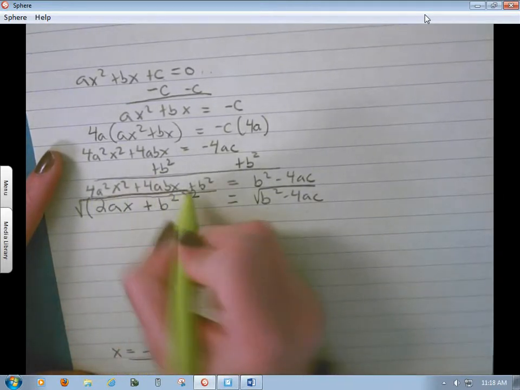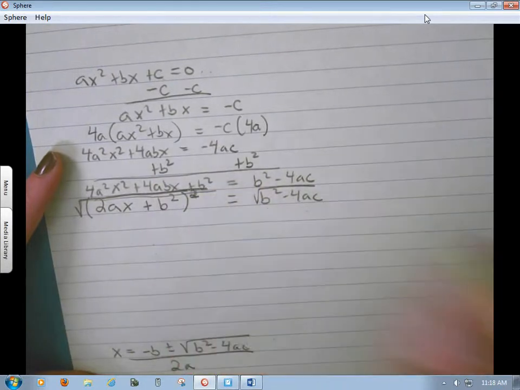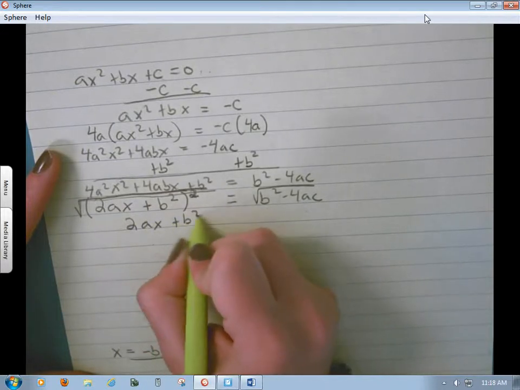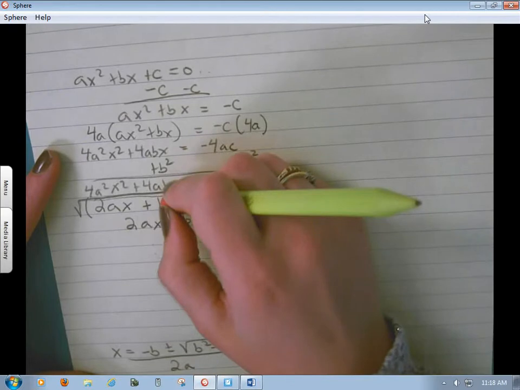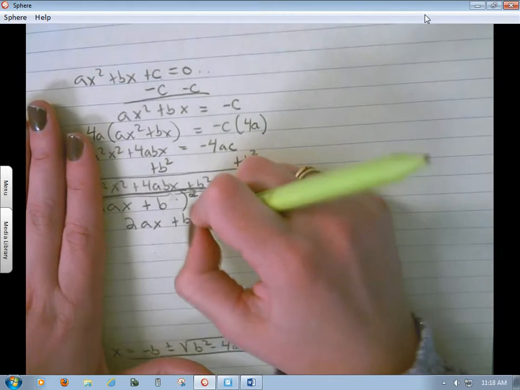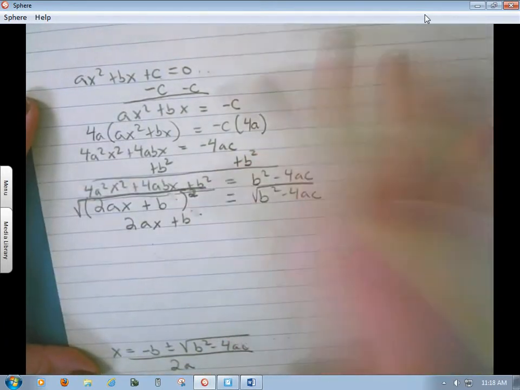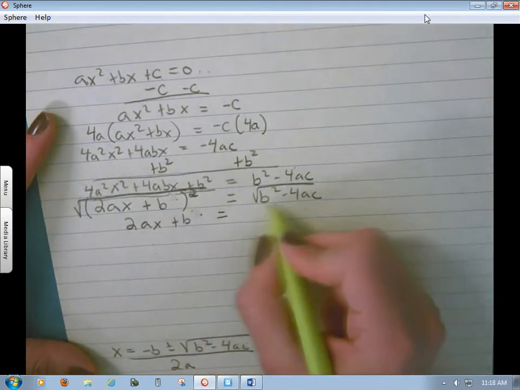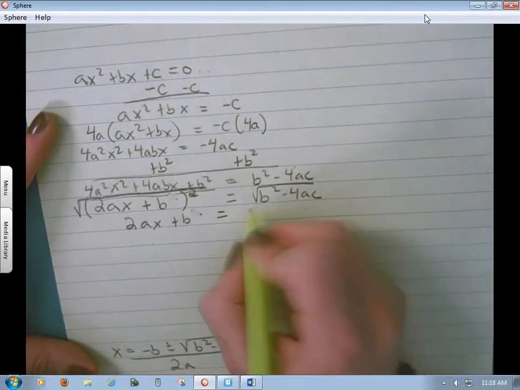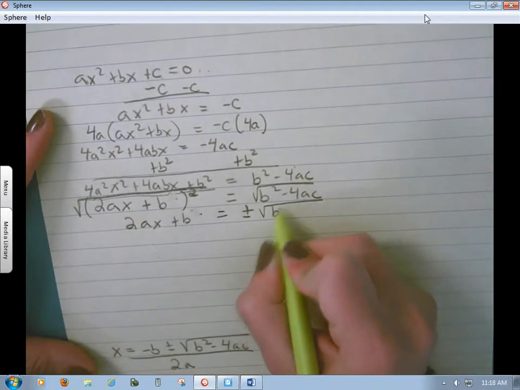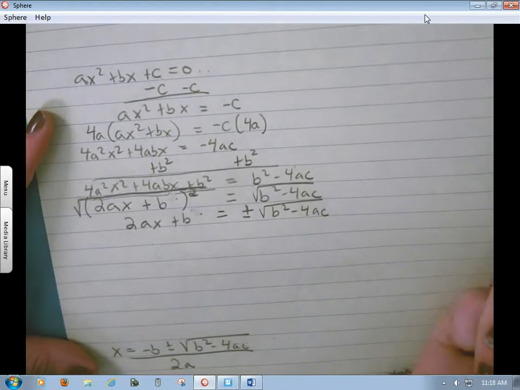Remember, when you square root a square, you get what's underneath it. So this is going to give me 2ax plus b squared. Oops, I'm sorry. I don't know why I still left that squared in there. It's a good catch. So that actually gives me, there we go, that's better, 2ax plus b. And over here, the answer to the square root of b squared minus 4ac is both positive and negative the square root of b squared minus 4ac. Okay, now I'm going to continue to solve.